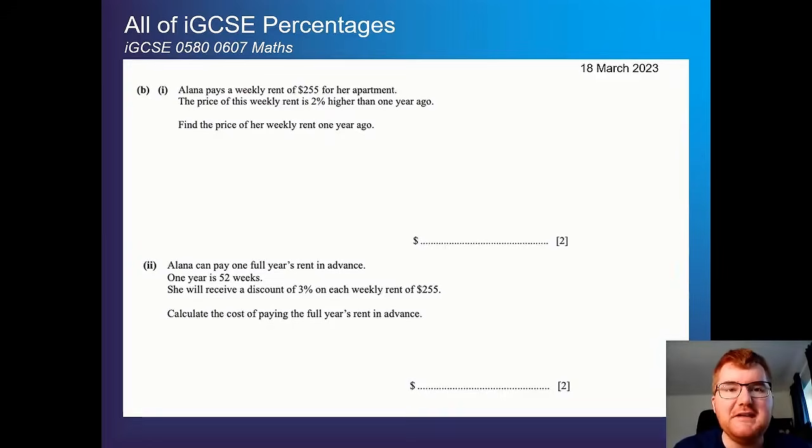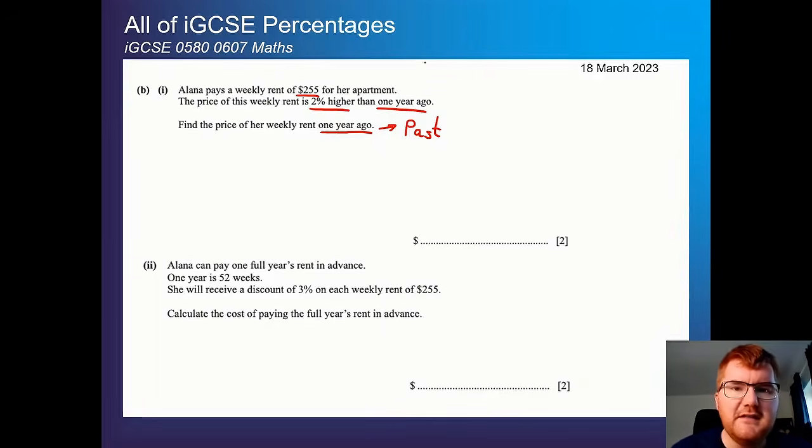So Alana pays a weekly rent of $255 for her apartment, and the price of this weekly rent is 2% higher than 1 year ago. And we need to find the price of her weekly rent 1 year ago. And I always use the tense of the question here to help me. So we've got ago, so this is in the past. So essentially we want to work out what it was before, and she is now paying this particular weekly rent.